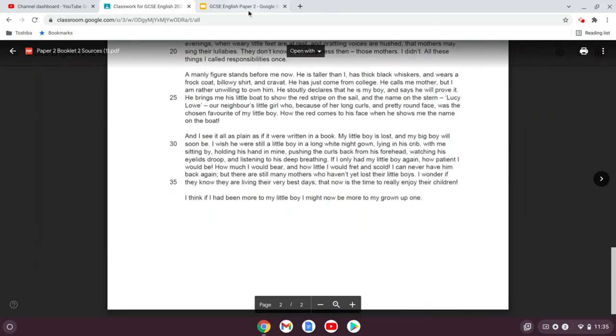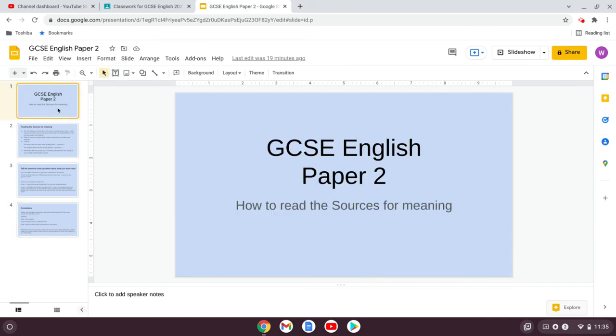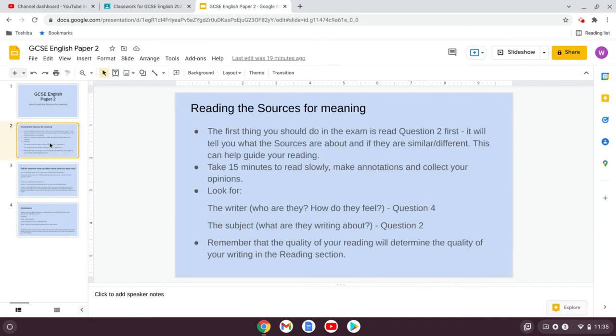Okay, so we've read the sources and we've looked at the importance of reading for meaning. So just to recap on those: 15 minutes, read question 2 first, and in those 15 minutes, look for the writer, how they feel, who they are, what we know about them, and the subject. What are they talking about? How do they feel about the things they are talking about?